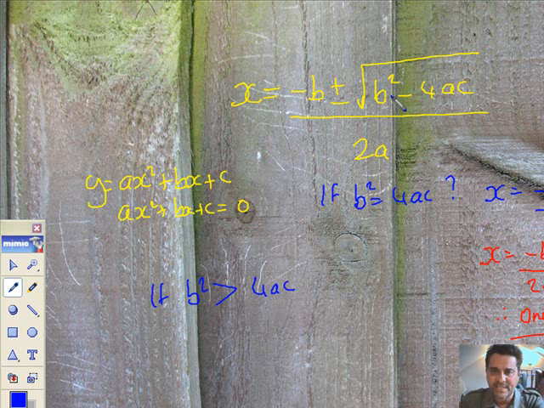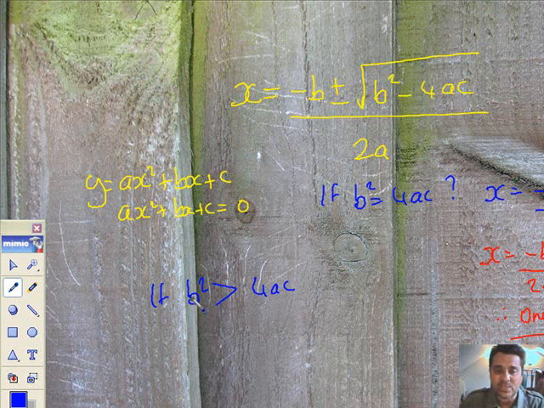Well, if b squared is bigger than 4ac, then when you take away 4ac from b squared, you end up with a number under the square root which you can square root. So therefore you'd get minus b plus or minus a certain number divided by 2a. Well, that would give you two solutions, because you can add this number on or subtract this number from the minus b, and then of course you divide by 2a.